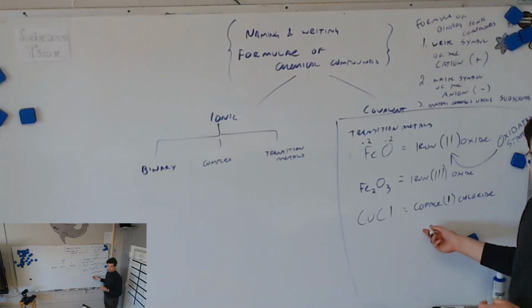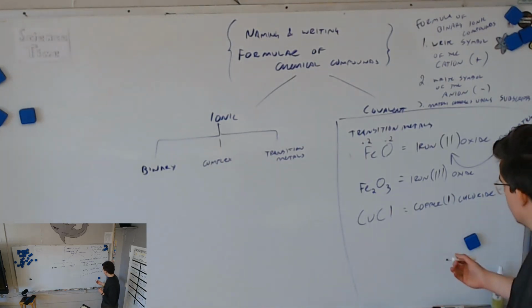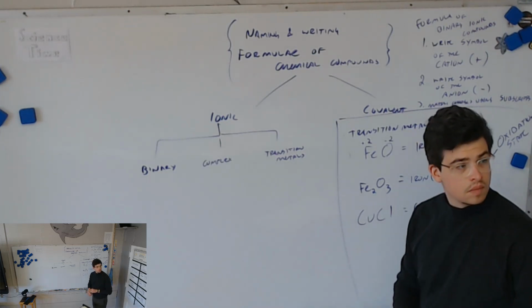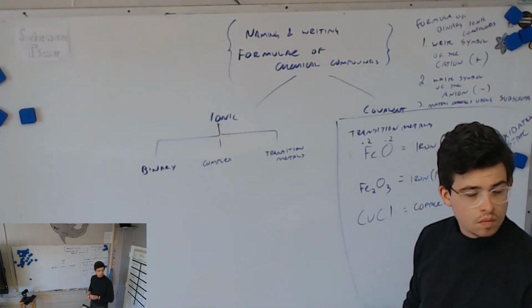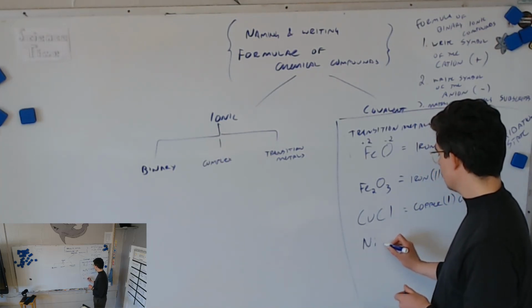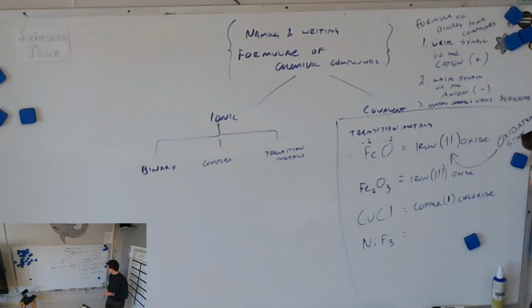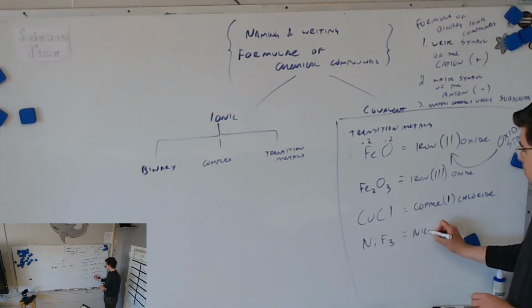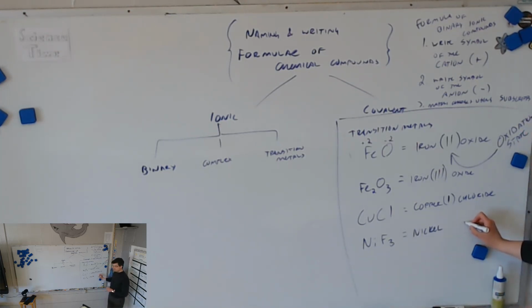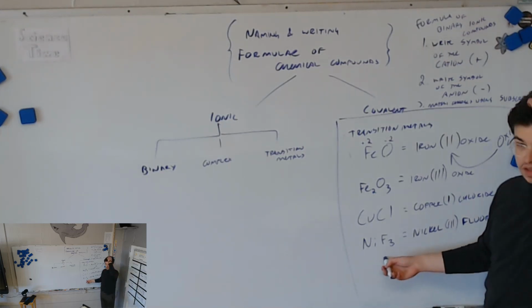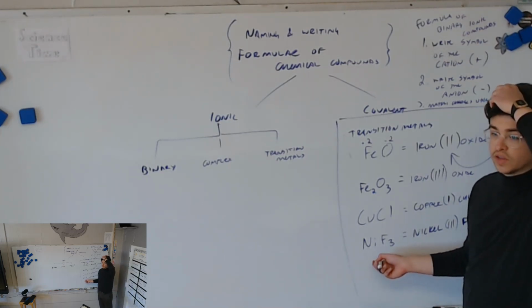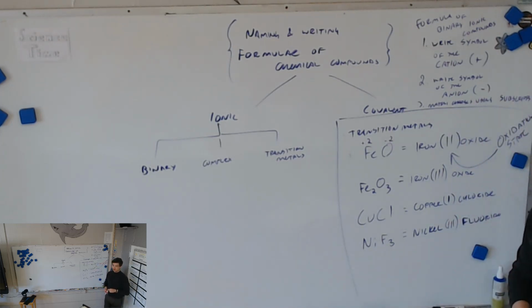Questions about this? Let's do another practice one. Name them. Nickel 3 fluoride, because the fluorines are each negative 1, and since there are 3 of them, the charge on the nickel must be plus 3.